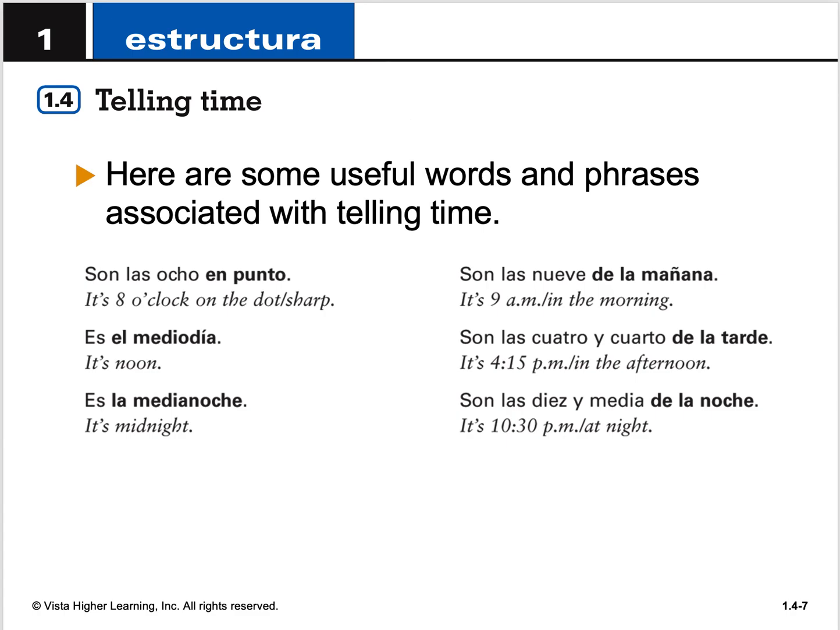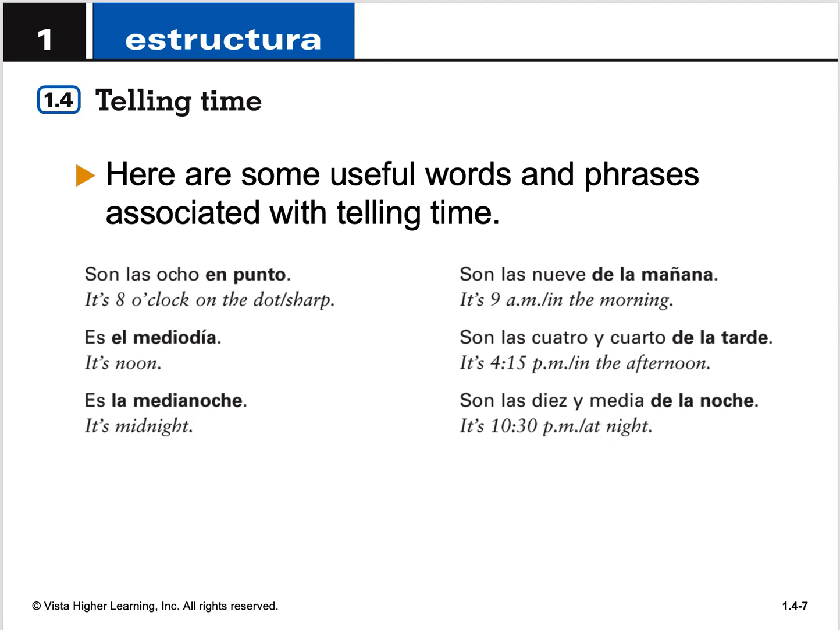Then noon. In English, we don't say 12 o'clock p.m. We say it's noon. And so in Spanish, we say "es el mediodía." It's half day. Same thing with "es la medianoche." It's halfway through the night. So just like we don't say 12 p.m., 12 a.m., we tend to say noon or midnight. Spanish does follow the same convention.